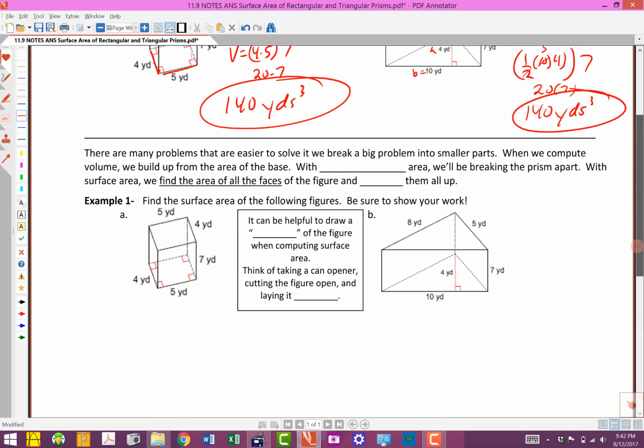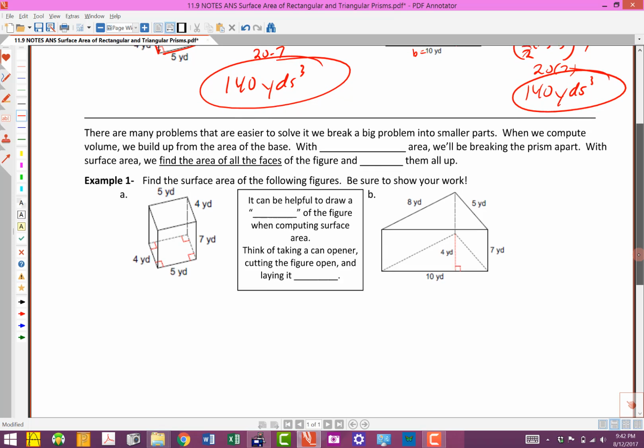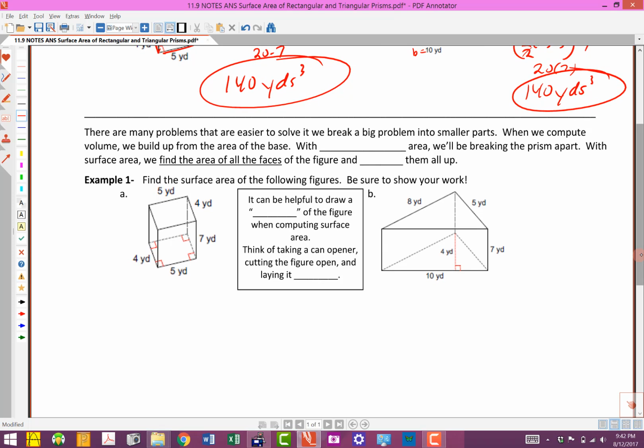Now, there are lots of problems that are easier when you break a big problem down into a small problem. And mathematicians do this quite often. It's a really good thinking skill in a lot of different areas. So when we compute volume, we build up from the area of the base. So we know what that area of the base is, and then again, that whole idea of figuring out how tall we can stack them.